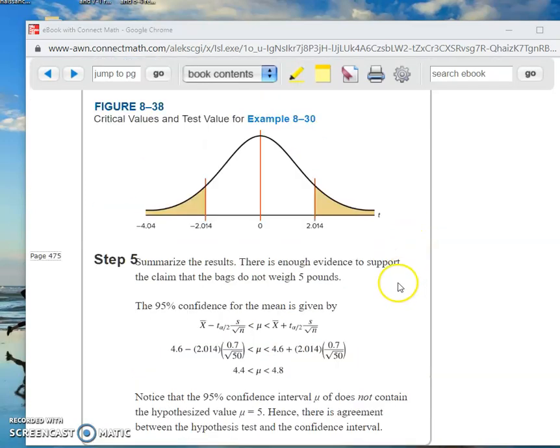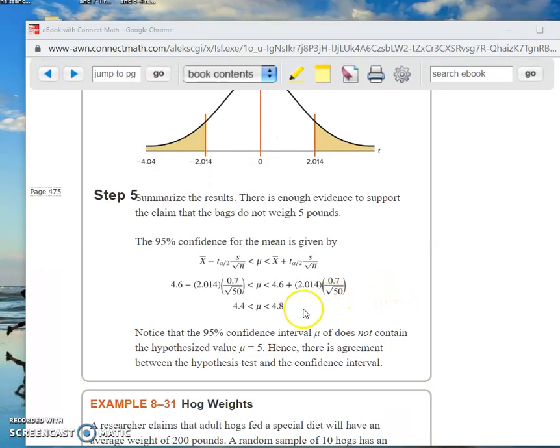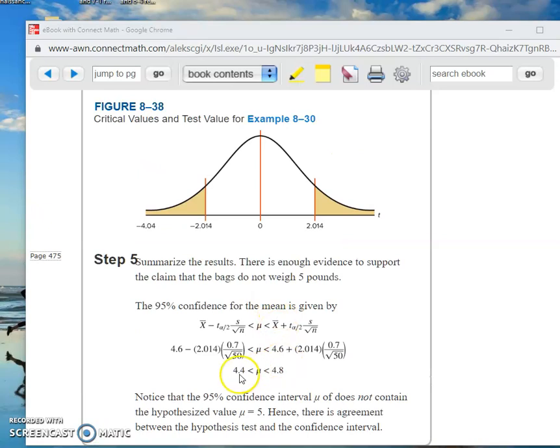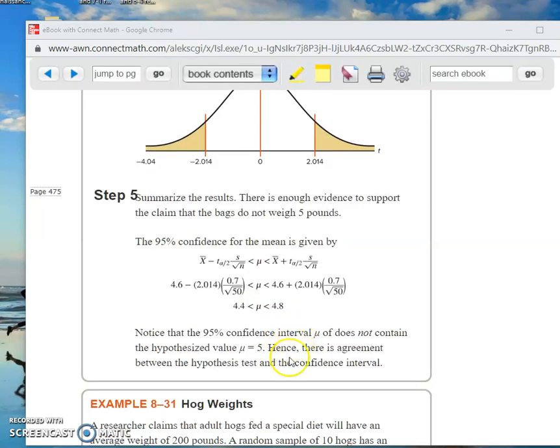Well, at the 95% confidence level, your interval estimate is between 4.4 and 4.8. Well, 5 isn't in there, is it? The mu is somewhere between 4.4 and 4.8. Therefore, 5 is not in there. This is where it's at. So that's telling me that the confidence interval of mu does not, oh, here's a typo. The 95% confidence interval should be of mu. It does not contain the hypothesized value of mu equal to 5.